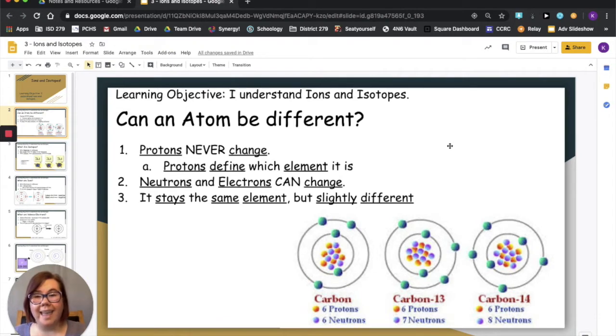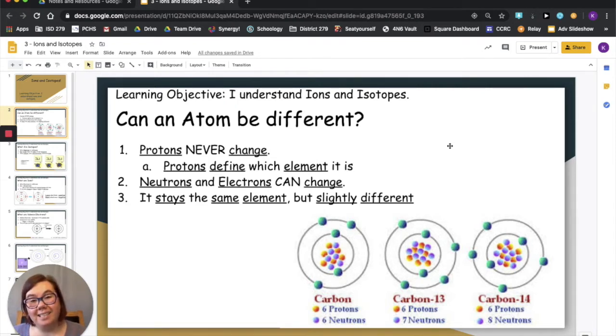So first of all, can an atom be different? Protons never change. So our protons for an atom do not change if it's the same atom, right? Any atom of carbon is going to have 6 protons. That just kind of is a fact. Those are not what are going to vary between different kinds of a particular element, because those protons define what the element is. The neutrons and the electrons are things that can change.